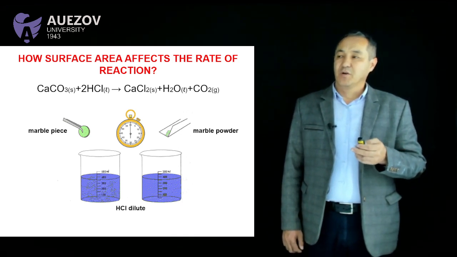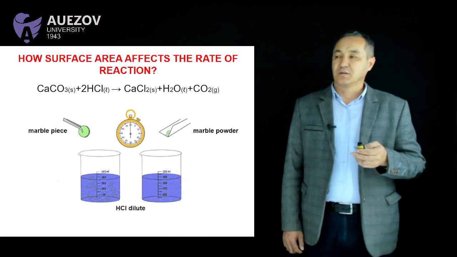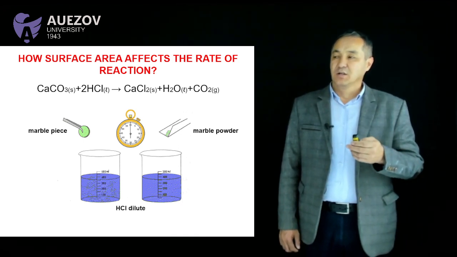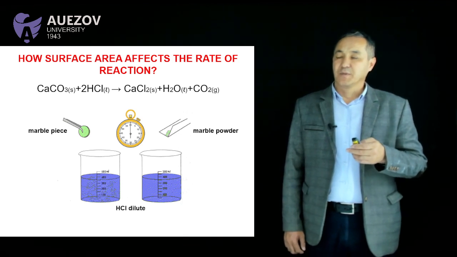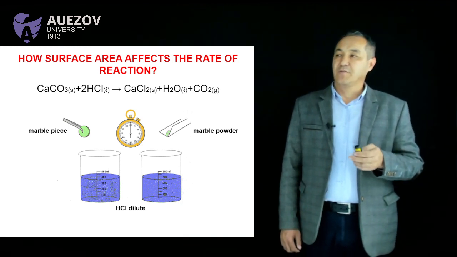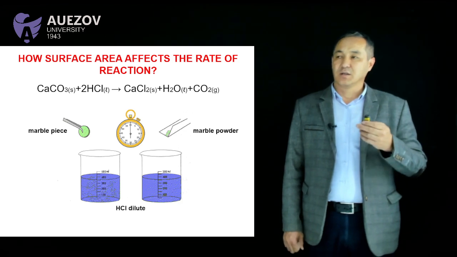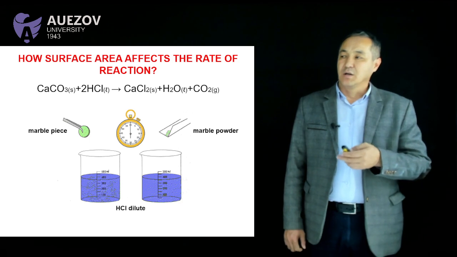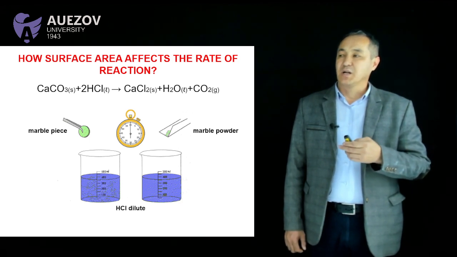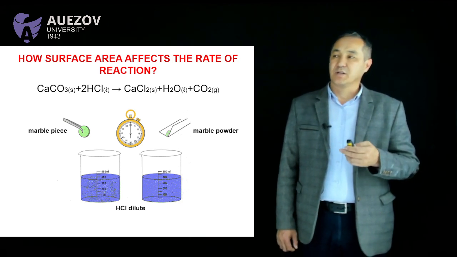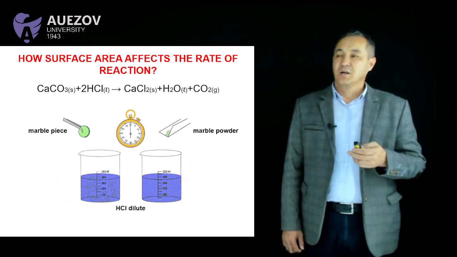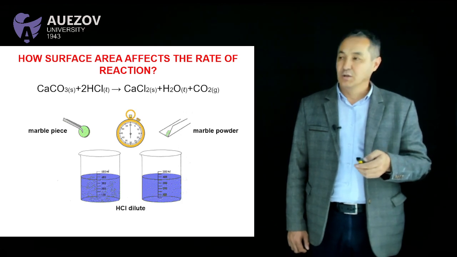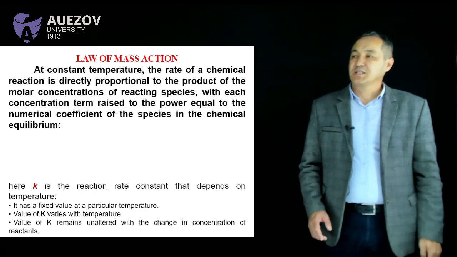With marble powder, the rate of chemical reaction is more quick. In the situation of a marble piece, the rate of chemical reaction proceeds more slowly.